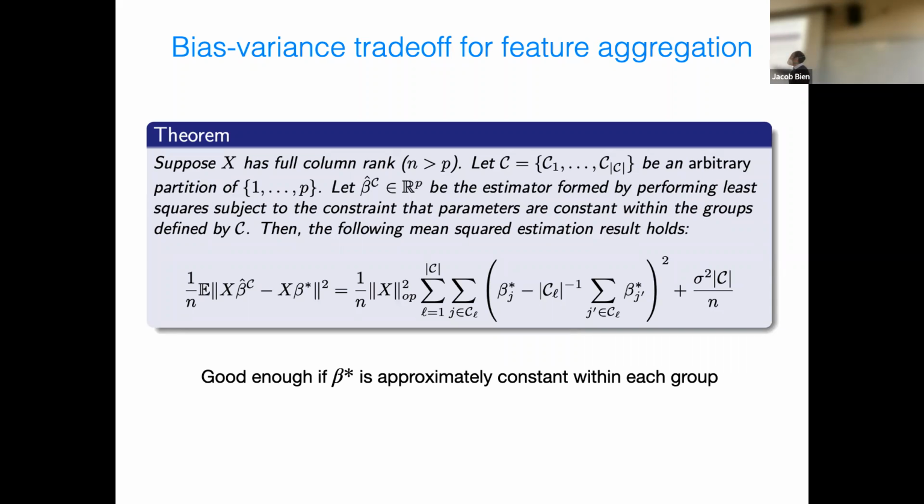And then the question is, how much bias do we incur? But basically what we see is as long as the coefficients within one of these groups are not varying too much, it might not be so bad.